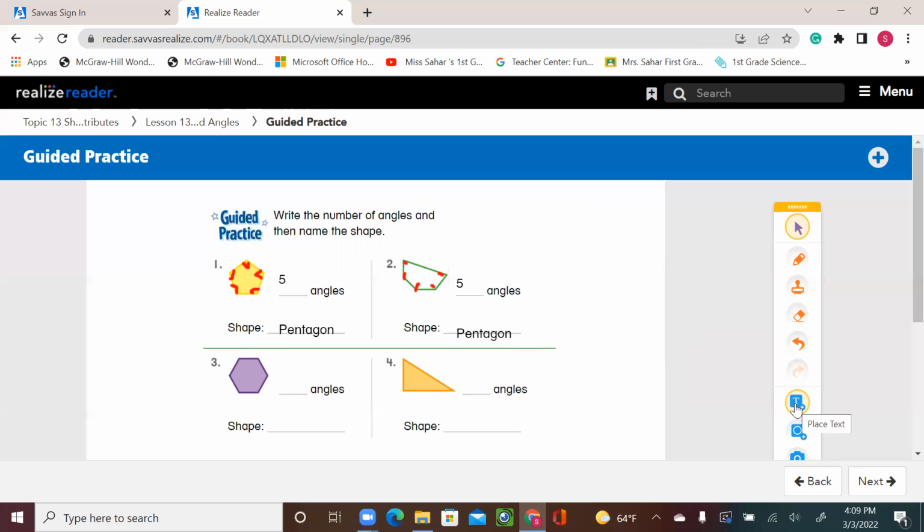Very good, I can hear some of my friends said, let's use a different color. It's 1, 2, 3, 4, 5, 6. Very good. So that's 6 angles, and it's a hexagon. Very good.